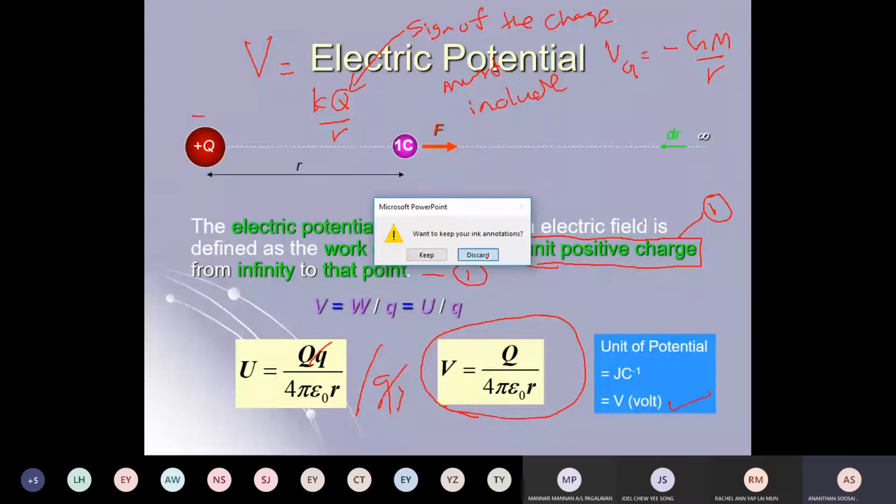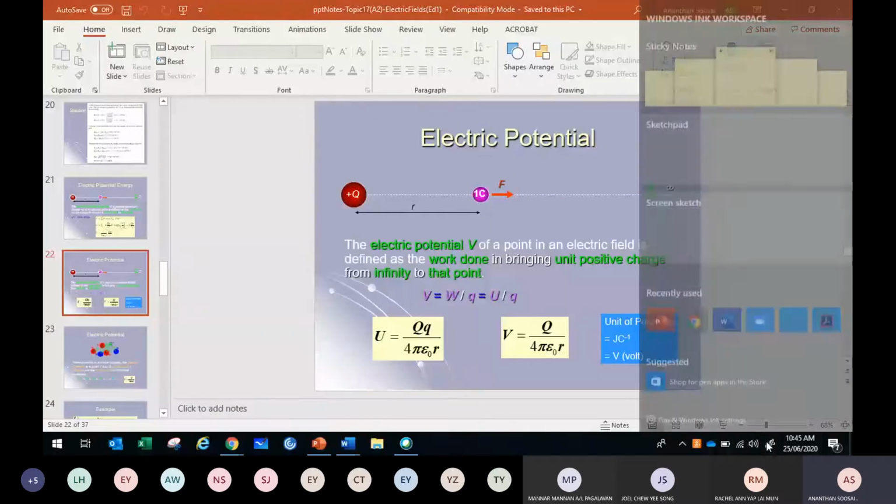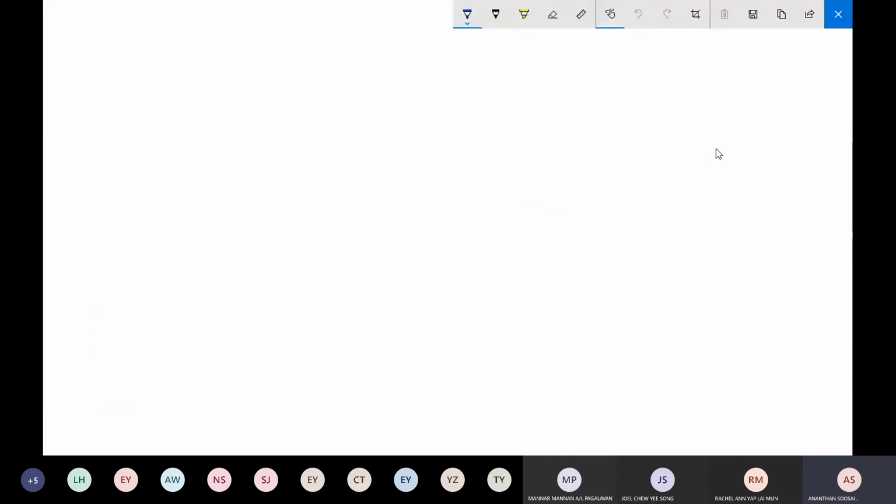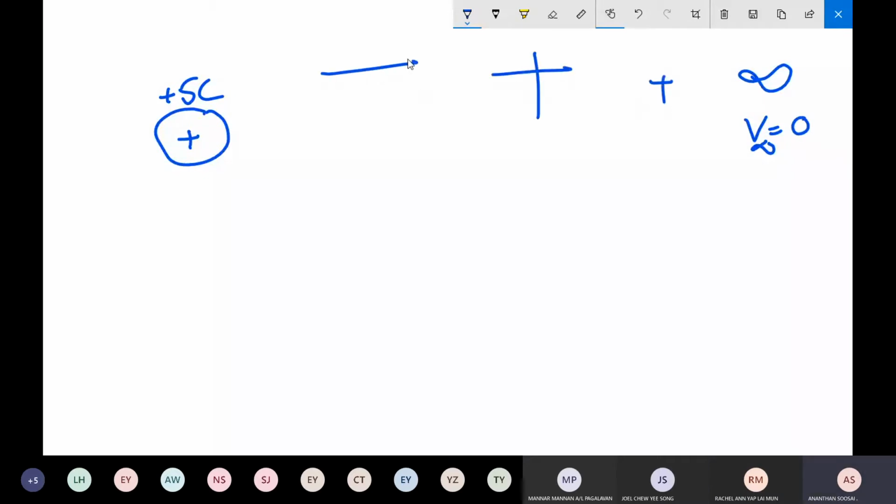So just let me show you something. Okay, so remember, if it's a positive charge at infinity, let's say this is positive 5 coulomb. So at infinity, the potential will be how much? Potential at infinity will be 0. When you get closer, the potential will become more positive.